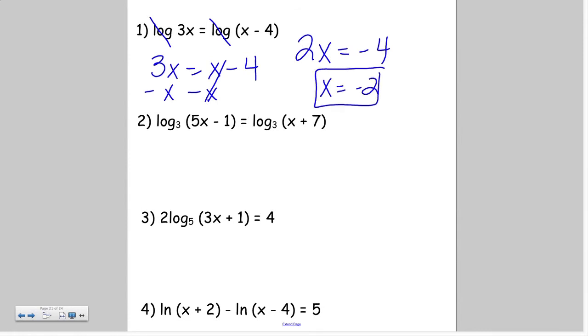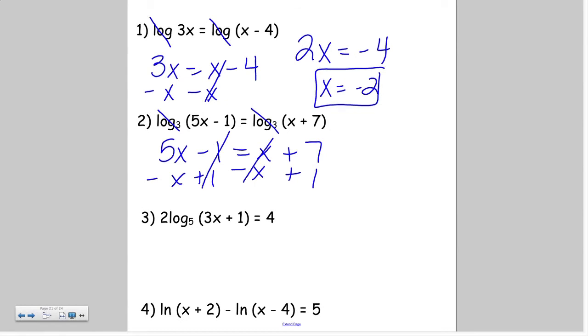Okay. Same thing on number two. We got log base 3 on both sides, so we're going to drop them. Solve for x.